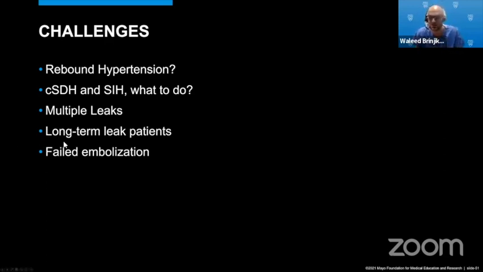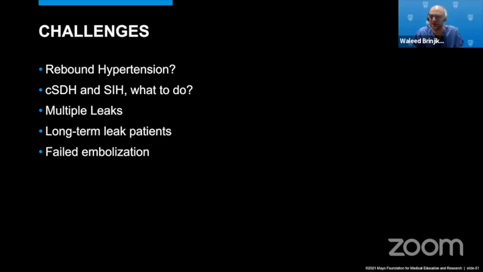Long-term leak patients, so patients that have had CSF hypotension for 10 or more years, I think they don't get complete resolution of their symptoms, unfortunately. I think that the chronicity of the brain sag leads the brain to get kind of stuck where it's at. And I also think that they might get some meningeal sensitization, which is why they don't get complete headache resolution.